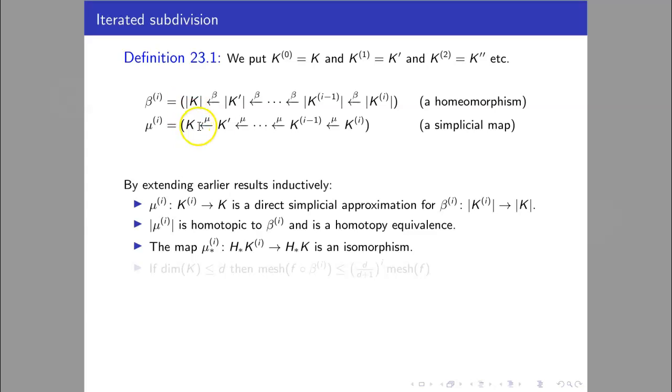Similarly, each of these mu's gives an isomorphism in homology, so their composite also gives an isomorphism from the homology of k bracket I down to the homology of k. And finally, assuming the dimension is less than or equal to d, each time we compose with beta, we reduce the mesh of any map by a factor of d over d plus 1. And so if we do it I times, then the mesh of f composed with beta bracket I is at most (d over d plus 1) to the power I times the mesh of the original map f.